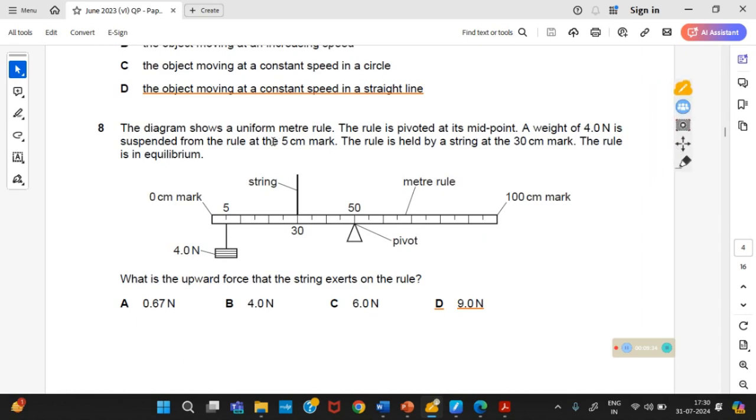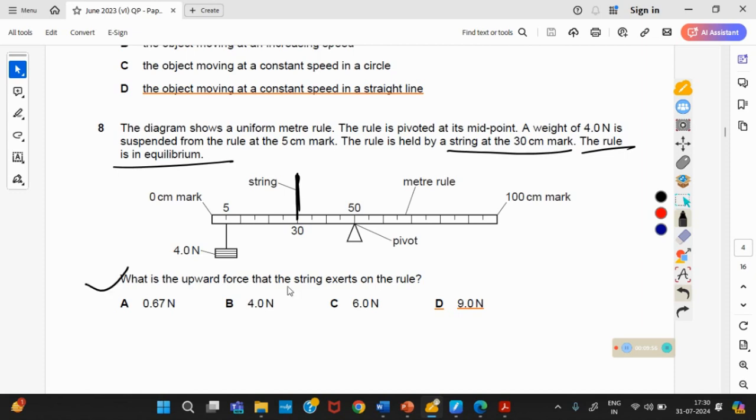The diagram shows a uniform meter rule. The rule is pivoted at its midpoint. Here it is the midpoint. A weight of 4 Newton is suspended from the rule at the 5 centimeter mark. Here the rule is held by a string at the 30 centimeter mark. Here there is a string. The rule is in equilibrium. What is the upward force that the string exerts on the rule?